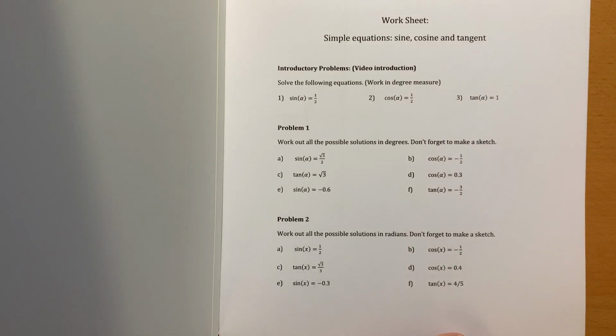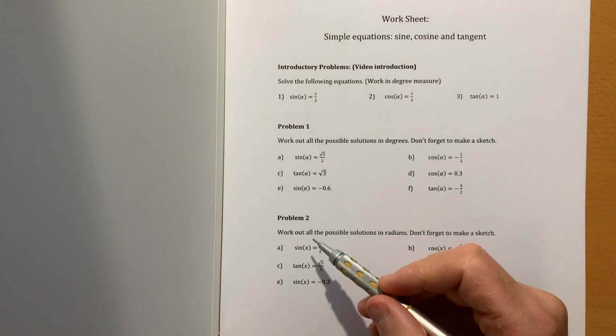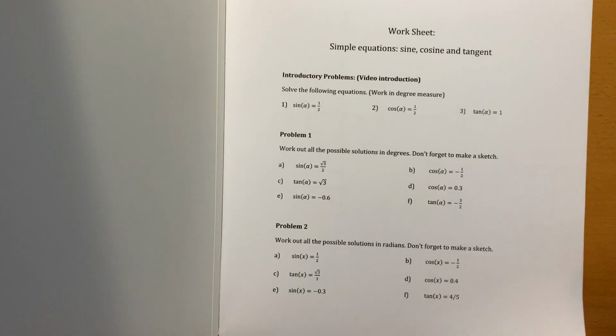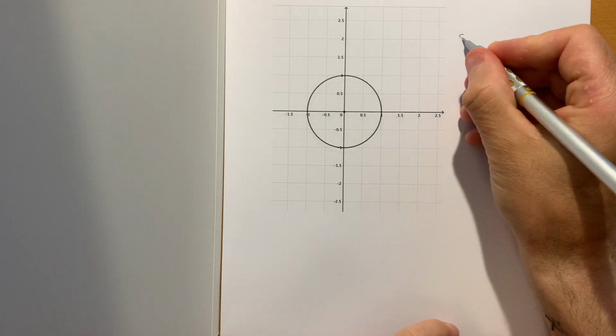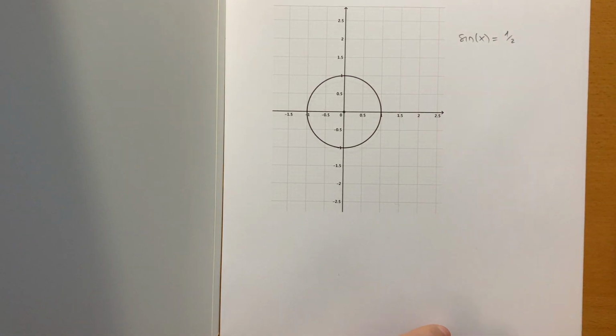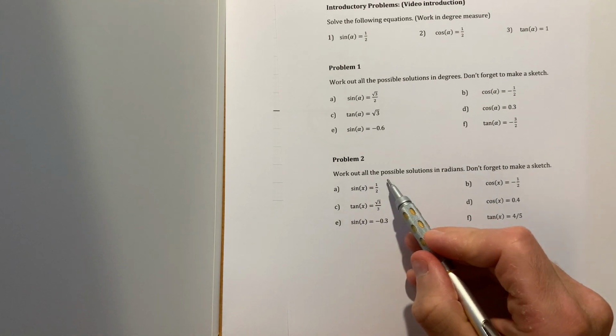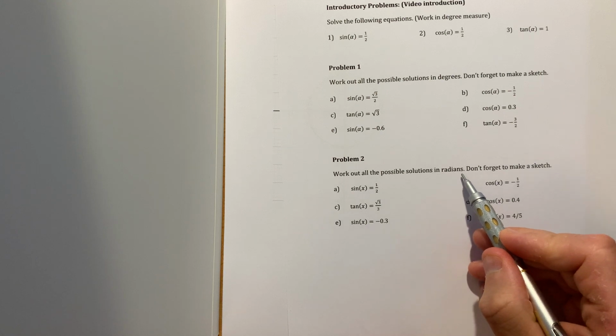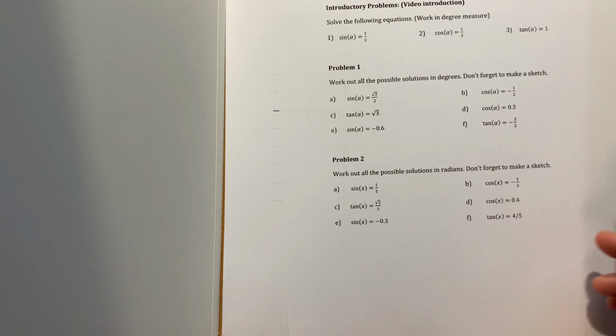Hi, I'm Mr. Huber, and in this video we're going to look at problem 2a. Sine of x is 1/2. Now please, work out all the possible solutions in radians. Don't forget to make a sketch.